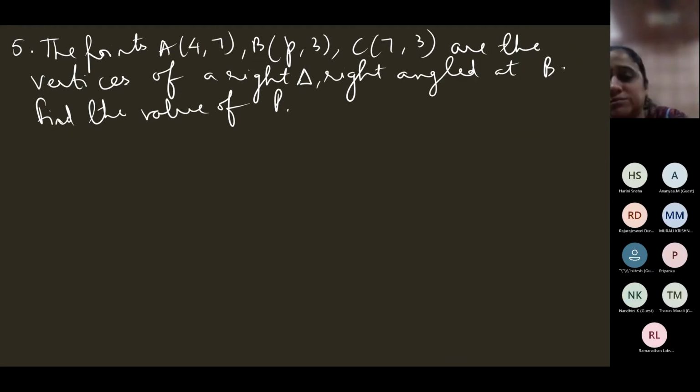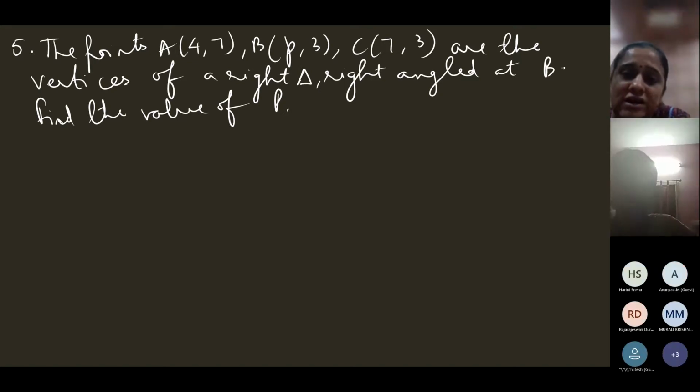Simply use Pythagoras theorem. Draw a right triangle. B is right angled. Mark off the vertices. Use Pythagoras theorem and tell me the value of P, children. So in Pythagoras theorem, you will get AB square, BC square, AC square. Find all that using distance formula. AB, BC, AC, all using distance formula. Yes, easy one. Let's see who does it first.